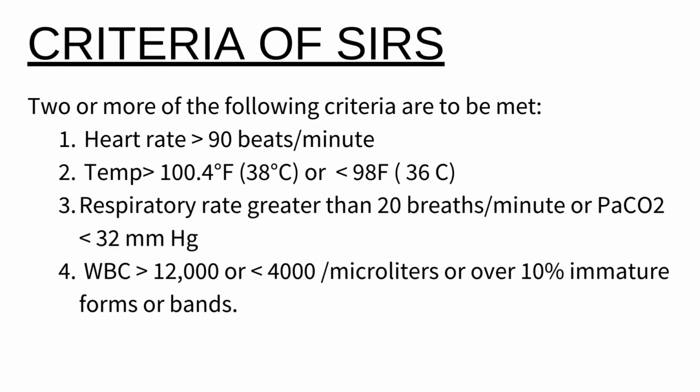What is the criteria of SIRS? Two or more of the following criteria are to be met: heart rate more than 90 beats/minute, temperature more than 100.4 degrees F, 38 degrees C, or less than 98 F, 36 C, respiratory rate greater than 20 breaths/minute or PaCO2 less than 32 mm Hg, WBC more than 12,000 or less than 4,000/microliters or over 10% immature forms or bands.